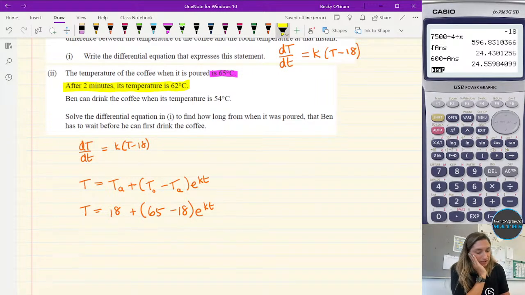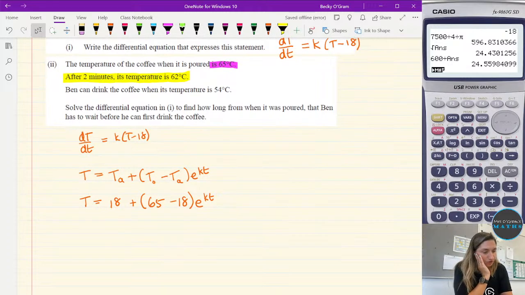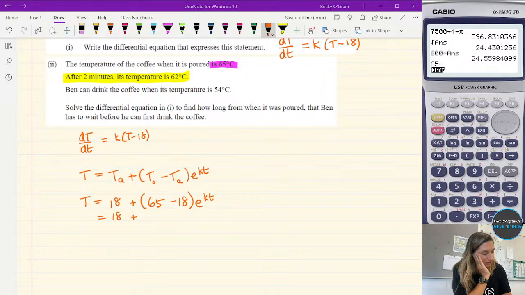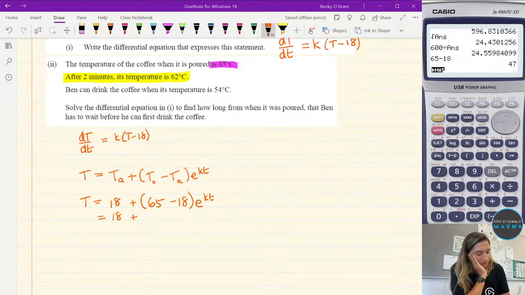So when the time is 2, we have a temperature of 62. Okay, so I'm going to just simplify this a little bit more first because we've got that subtraction. We may as well do that. So 65 minus 18 is 47 e to the kt.